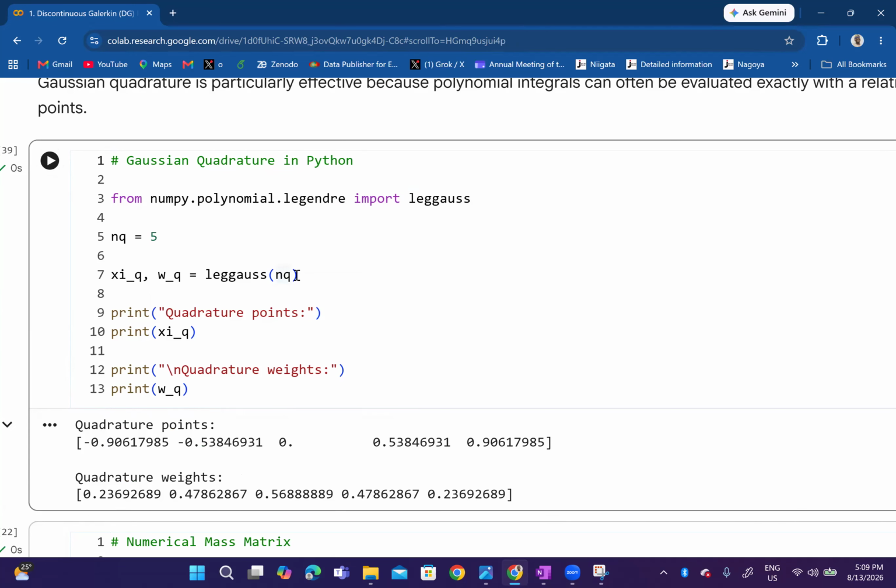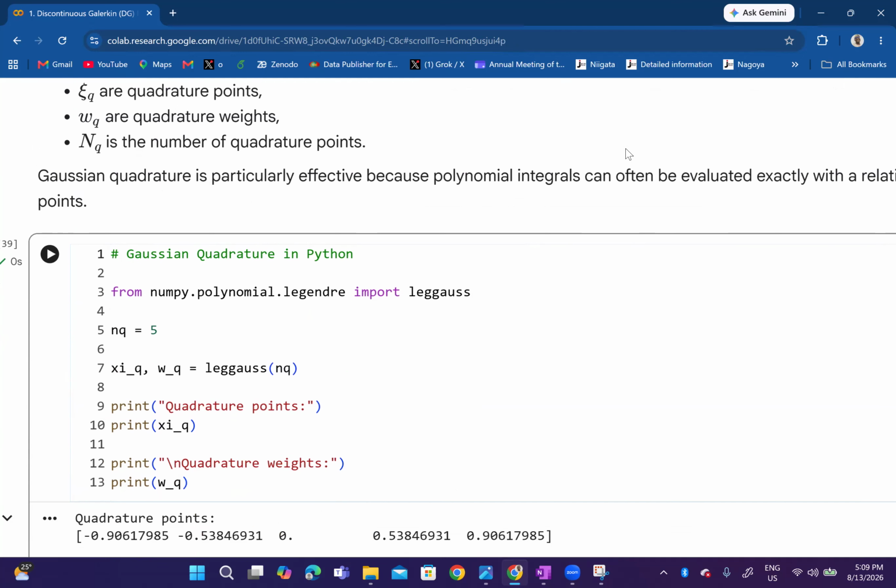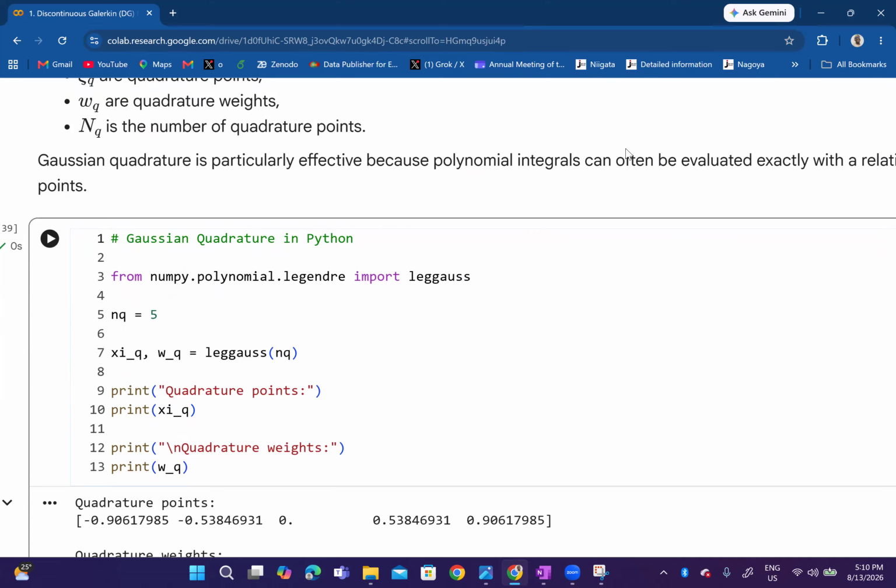So we can get the Gaussian quadrature like that. All you need is the value of nq, the number of quadrature points you want. So you define that, and then you can get everything else you need. You can then get the quadrature points and the quadrature weights like that.